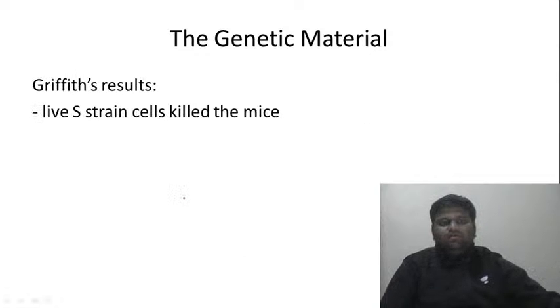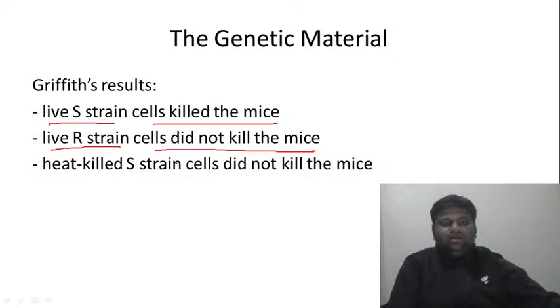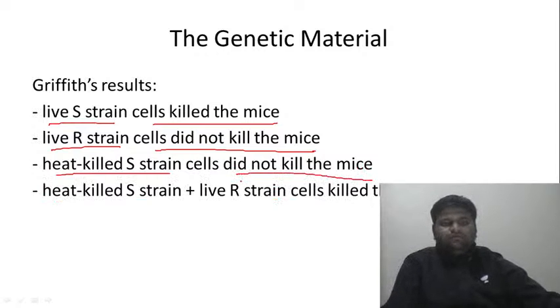So what were the Griffith results? In the live S strain, the cells killed the mice. And in the live R strain, the cells did not kill the mice. In the heat killed S strain, again it did not kill the mice. If the heat killed S strain was mixed with the live R strain cells, it killed the mice.